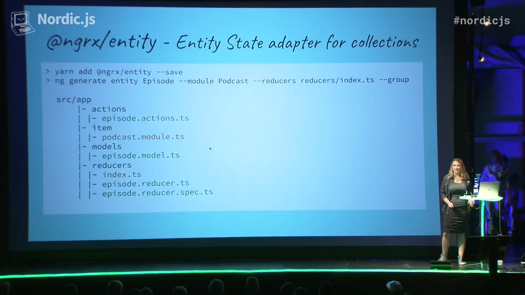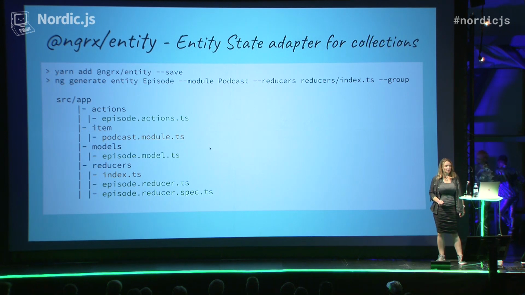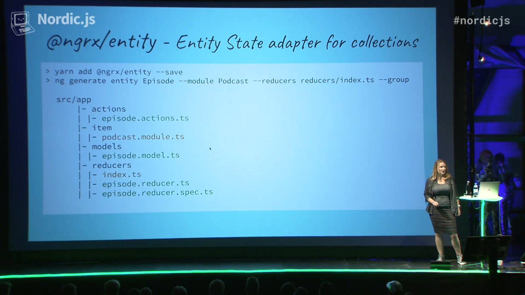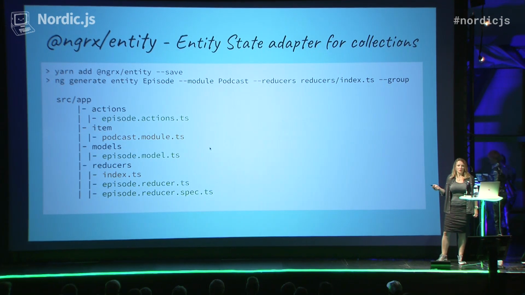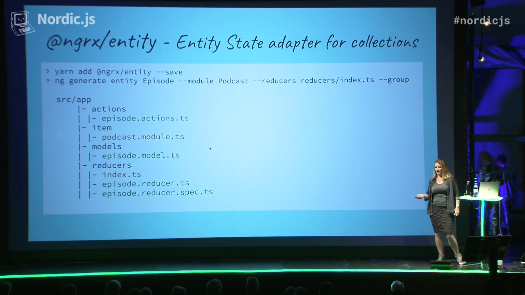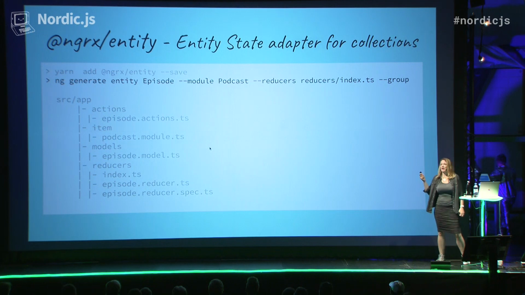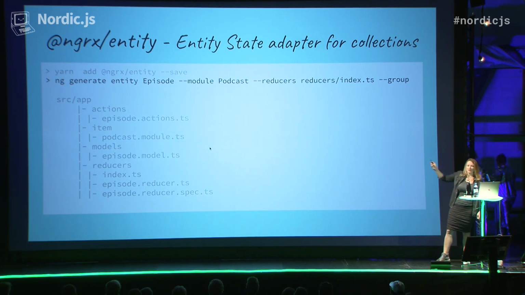Remember how with the feature schematics, we can get the action, effect, and reducer skeletons in one go? We can reduce the state management boilerplate for collections even further using the NgRx entity adapter. NgRx Entity is an entity state adapter that provides an API to manipulate and query entity collections. By using the schematics generator, we'll get our model, actions, and reducers with selectors all hooked up with a fully featured entity adapter collection API.